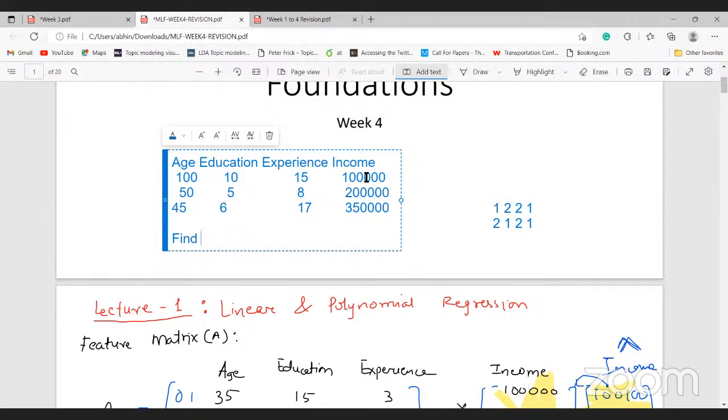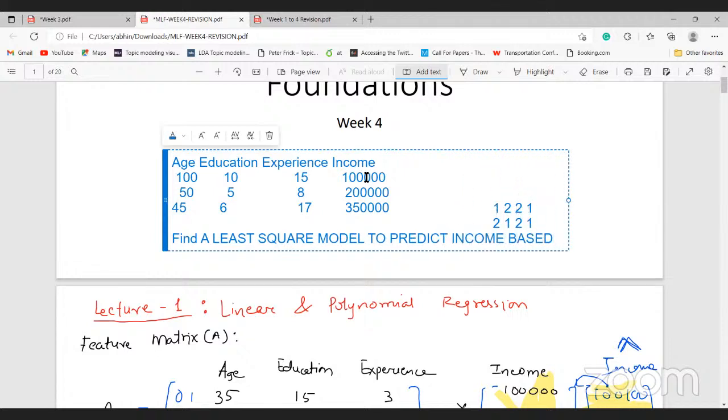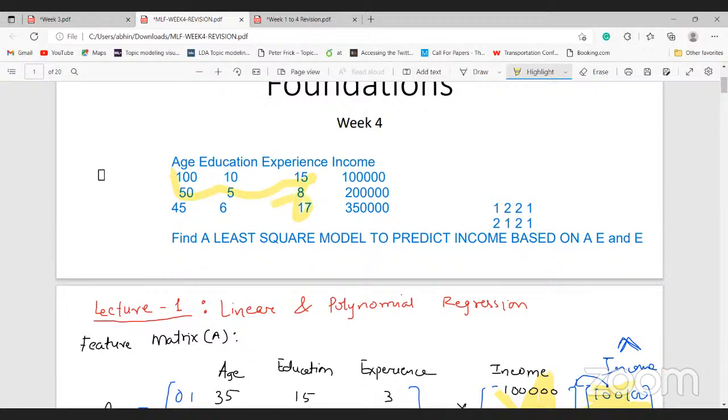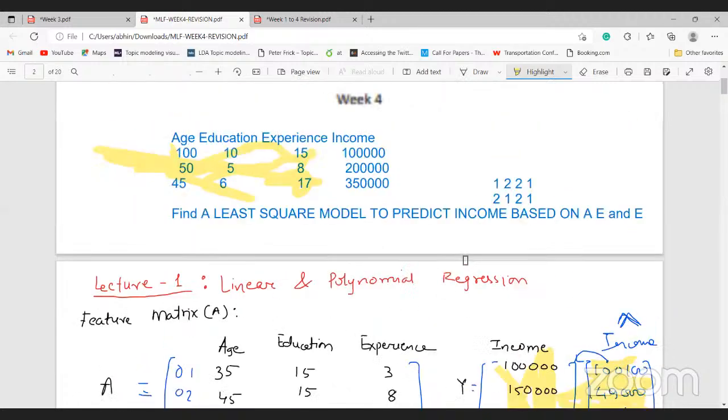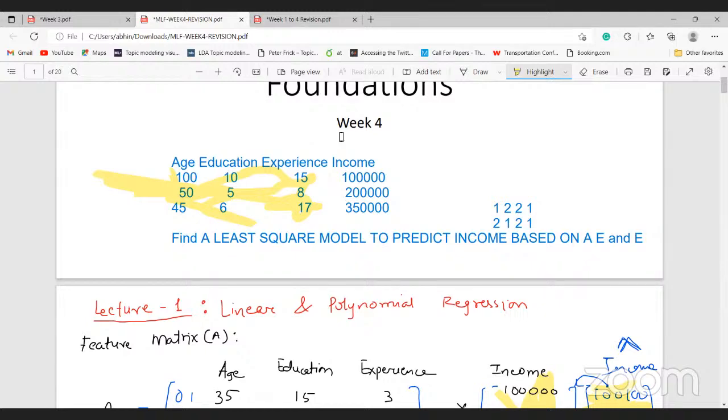Now in the question they will say: find a least square model to predict income based on age, experience, and education. So when you are solving this, this whole part with the dummy column will form your A. Got it? Okay. Thank you, sir. Yeah, most welcome.